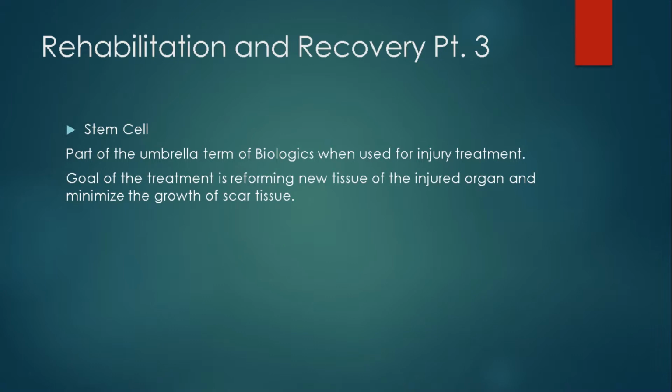Next treatment option we're going to talk about is the stem cell treatments. So stem cells is new to me, and I just recently learned that these are available treatments. And they're really neat. Stem cell is part of the umbrella term of biologics when it's used for injury treatment. So what they say is that this is being treated by biologics, which would be treatments aim to restore the normal properties of the native tendon and reduce risk of re-rupture.